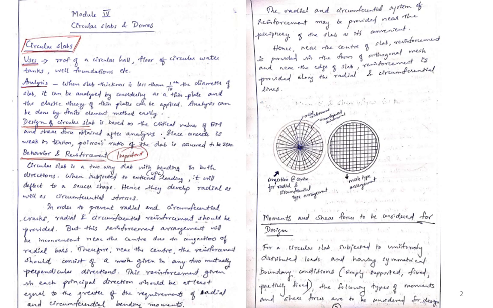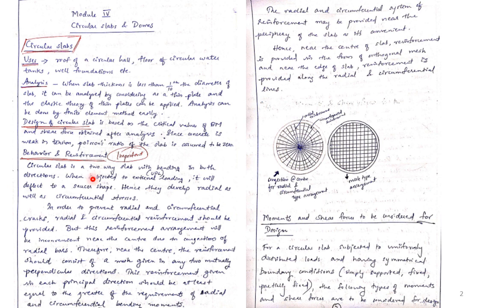Circular slabs can be analyzed by considering them as a thin plate, and the elastic theory of thin plates can be applied. It can also be done by the finite element method. And after the analysis, we will be getting the critical values of bending moment and shear force, and for those values, we will be designing the slab.